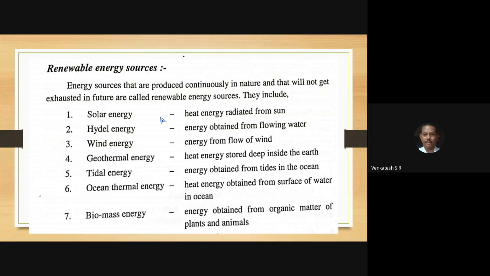From that, we can save a lot of money in making hot water and producing electrical current. We use the solar energy.